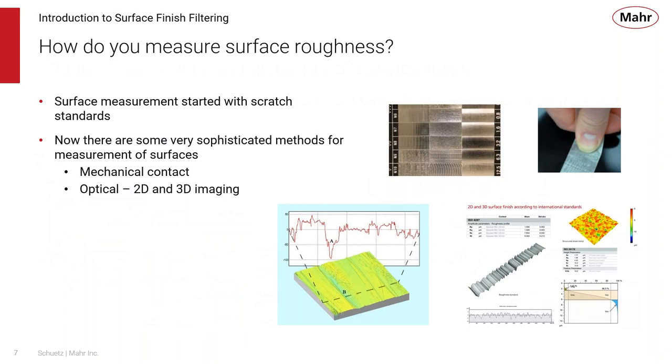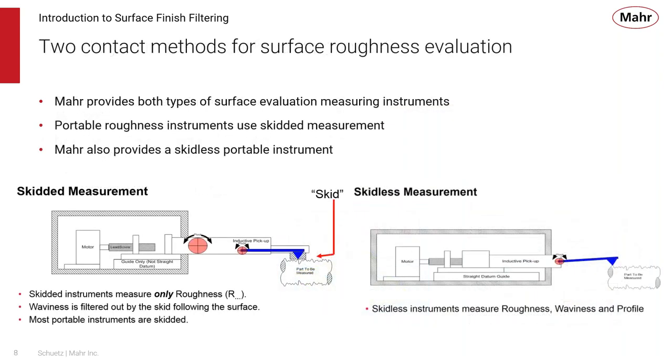So how do people do surface measurement? Well, it started with scratch standards, and people used to use their thumb against a reference to estimate what that surface is. But now there are some very sophisticated methods for the measurement of surfaces. Most of them are mechanical contact types, but today optical 2D and 3D imaging is becoming a very important way of monitoring surfaces. Again, as tolerances get tighter, surfaces have more custom features required. Optical might be the way to go in some applications. But still, the contact method is the most common.